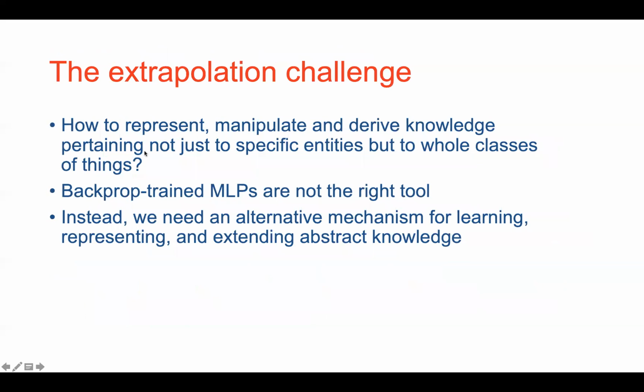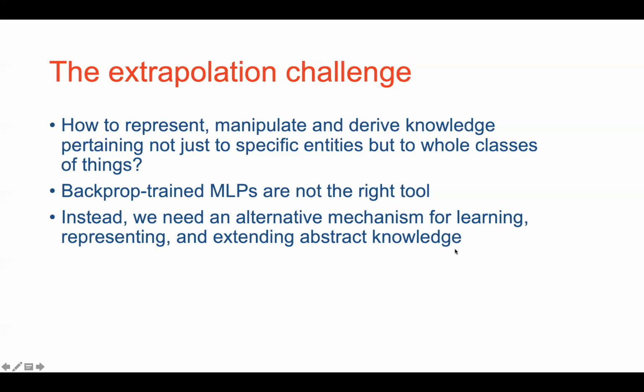So the extrapolation challenge is how to represent, manipulate, and derive knowledge pertaining not just to specific entities, but to whole classes of things. We just talked about the classes of things. How do we derive knowledge? And then backprop-trained MLPs are not the right tool. All right, so we're saying maybe we need another type of learning. We're saying something dramatic here. We've been talking about backprop for everything in machine learning, deep learning, natural language processing, and now we're saying maybe we need something more. Instead, we need an alternative mechanism for learning, representing, and extending abstract knowledge.